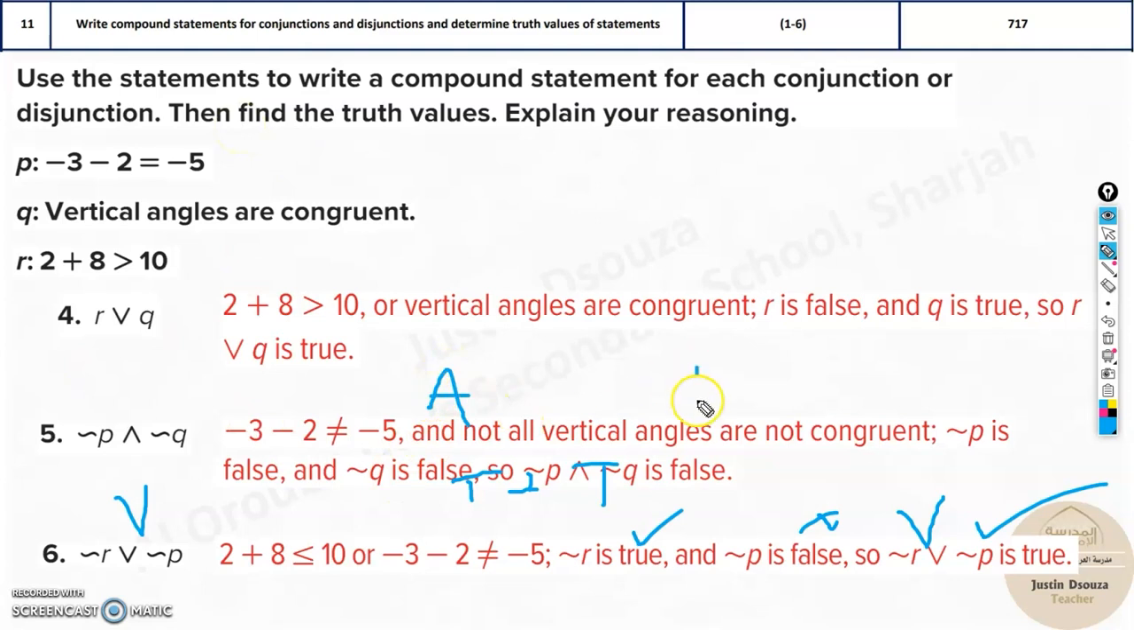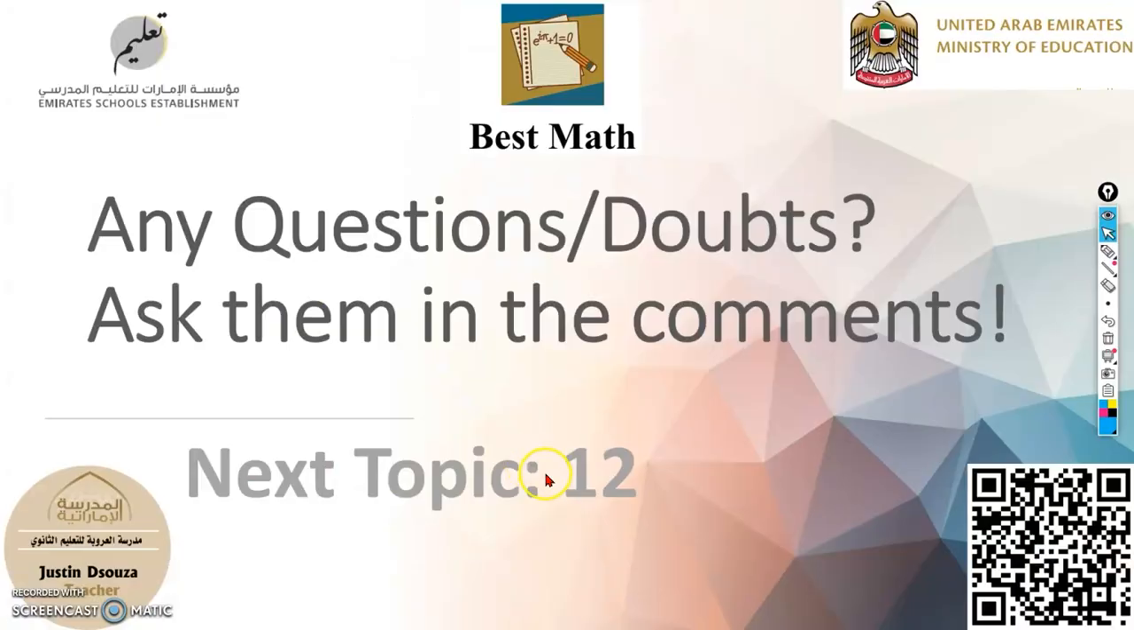But for and, both must be true. Only then it is true. If one is false, it's false. So that's how we can solve it. Please remember this, and that's it. That's about compound statements. In the next video we will go to topic 12. Please stay tuned.